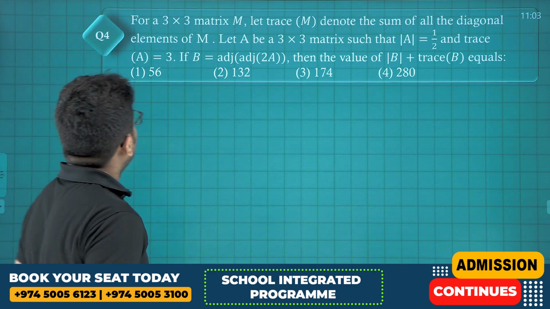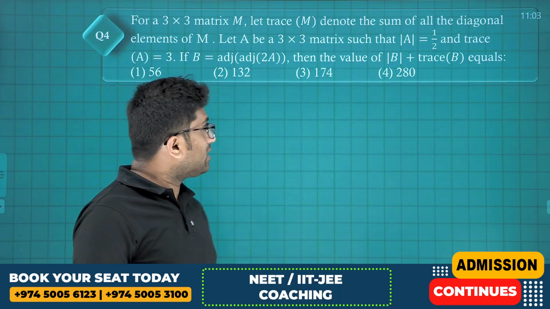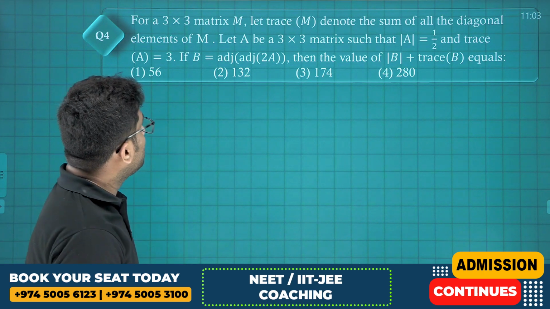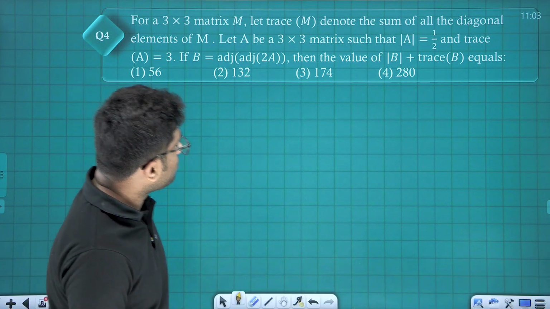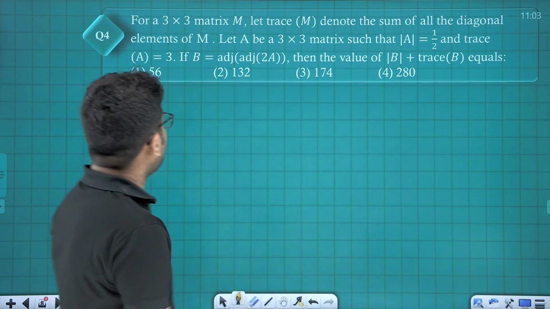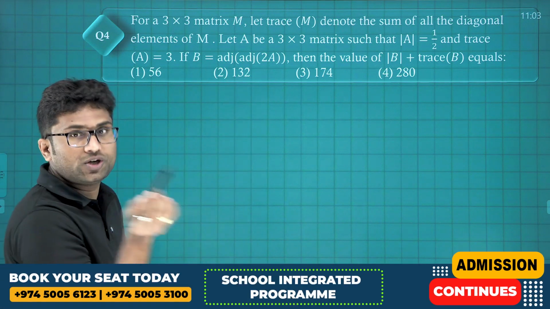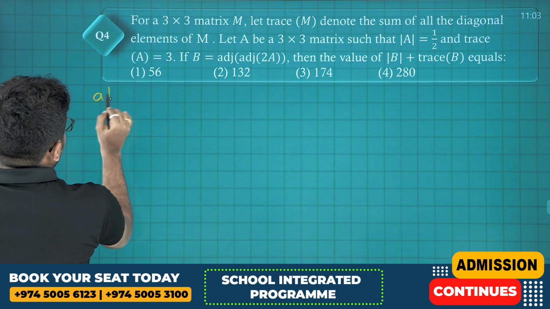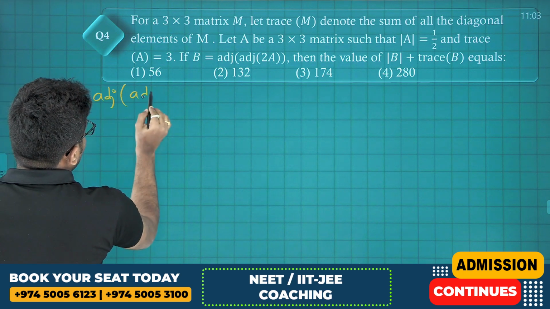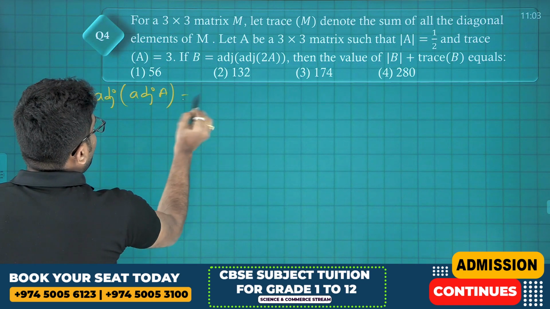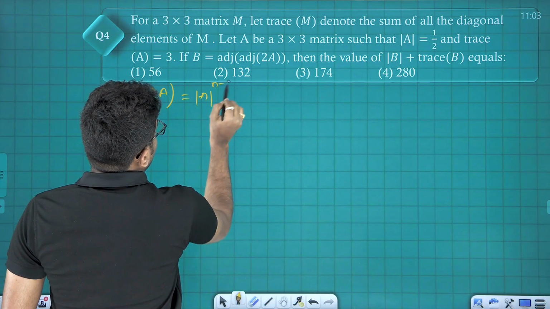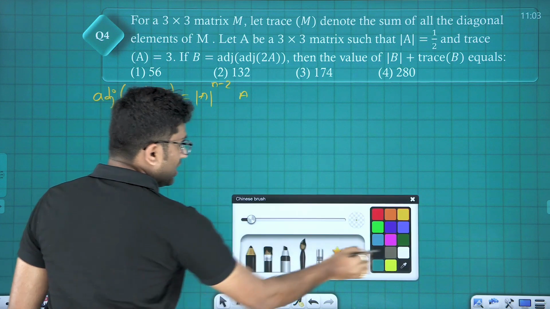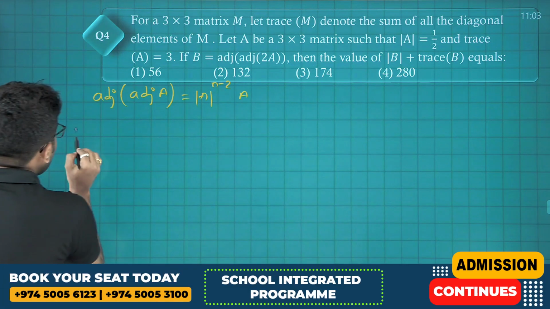Next, a question from matrices and determinants. See this, friends: let A be a 3 by 3 matrix such that det A is 1 by 2. Given B is nothing but adjoint of adjoint of 2A, find trace B. First, in general, friends, what is adjoint of adjoint A? Adjoint of adjoint A is (det A) power n minus 2 into A. Clear? Now what is B?